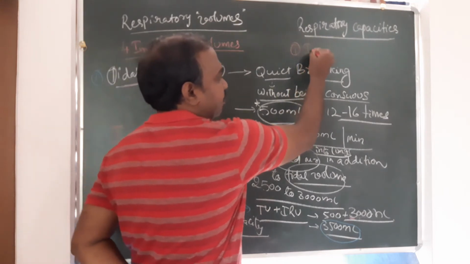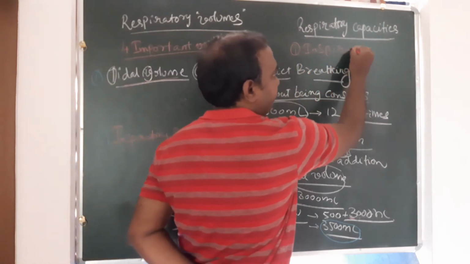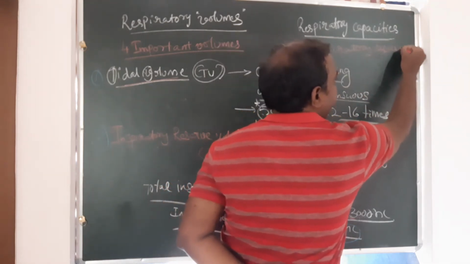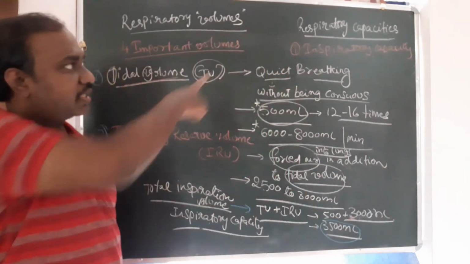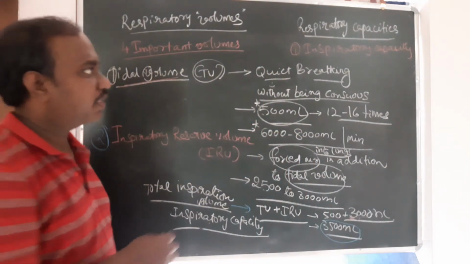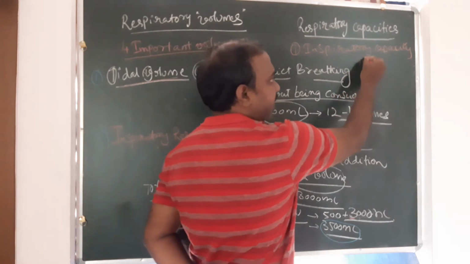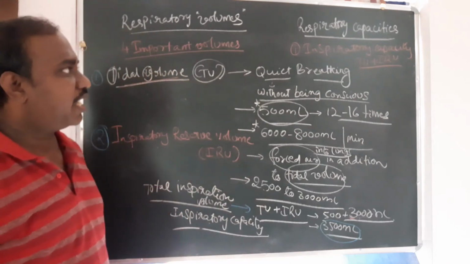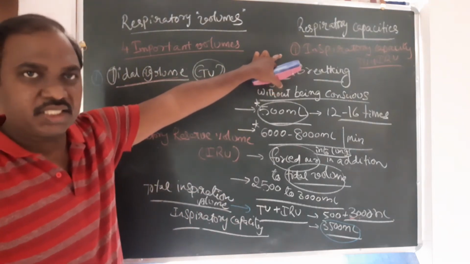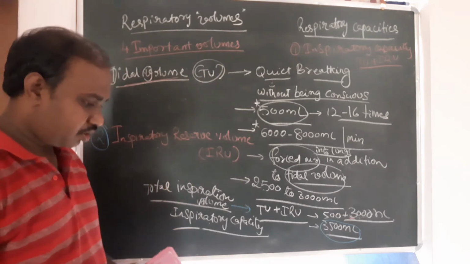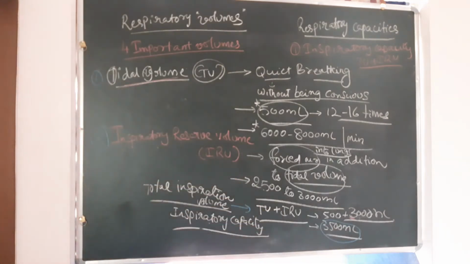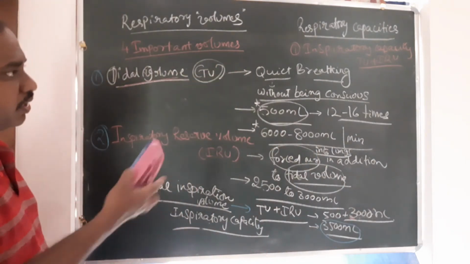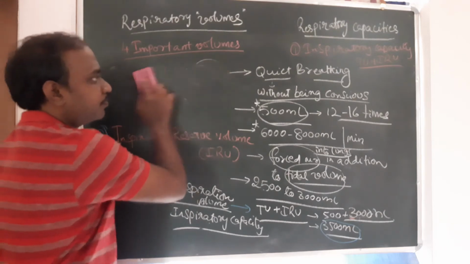So this is inspiratory capacity, right? That is inspiratory capacity. How much is the inspiratory capacity? We have included TV plus IRV. TV plus IRV is the inspiratory capacity, isn't it? Yeah. So I am erasing this. So please don't get confused. So inspiratory capacities, 2 volumes. We will see another set of volumes as well.